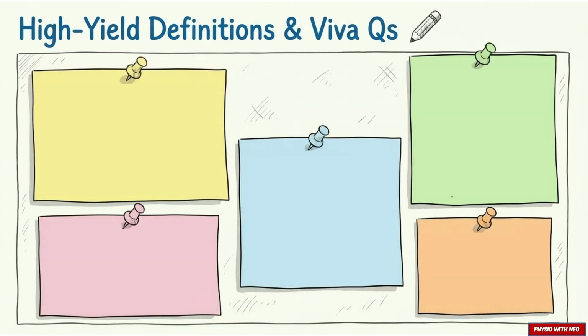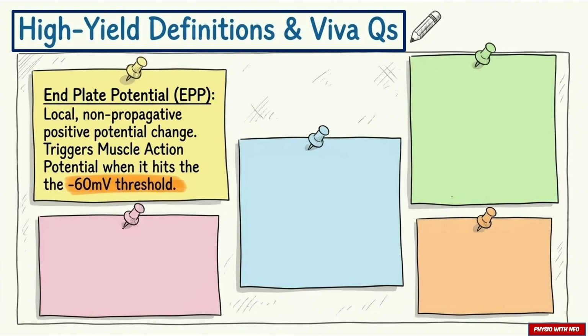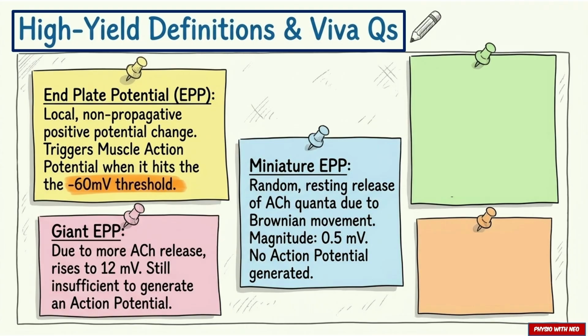This slide is exam gold. Let's quickly revise the favorite viva questions, starting with the end plate potential. It is a local, non-propagative, positive potential, and it triggers a muscle action potential when it reaches a threshold of minus 60 millivolts. Next is the miniature end plate potential. It is a random, resting release of acetylcholine. It has a magnitude of about 0.5 millivolts, but here no action potential is generated. Then the giant end plate potential. It is caused by more acetylcholine release. It rises to about 12 millivolts, but is still incomplete to generate an action potential.